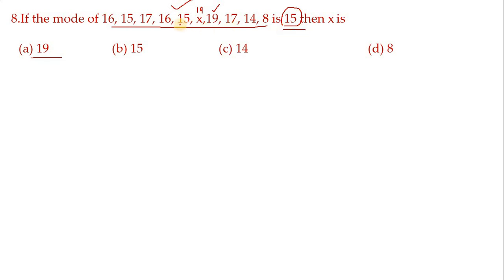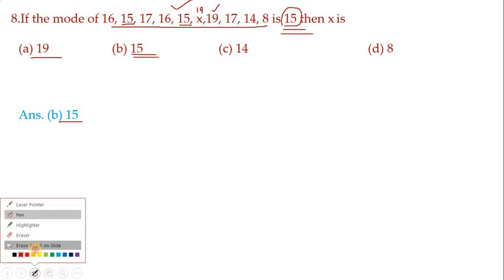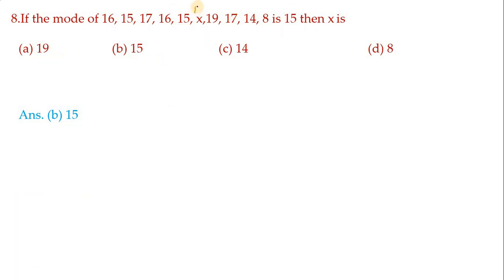15 is already repeated in our scores 2 times. So in case you take x value as 15, 15 would repeat 3 times. In that case 15 can be the mode. So hence the x value should be 15 only. In case you take 14, check what will happen. In the place of x, if you take 14, 14 is repeated here one time and here one time, 2 times only. Hence 14 is not the mode.